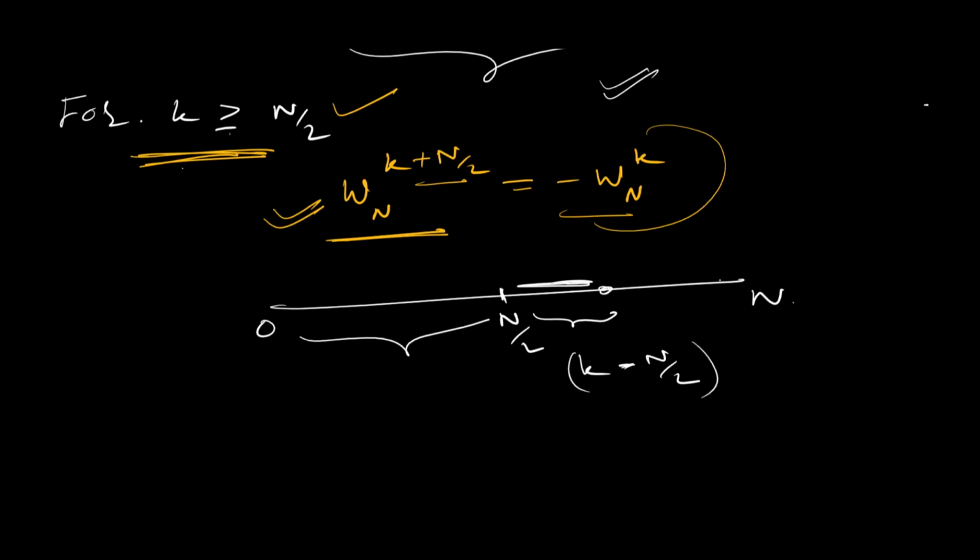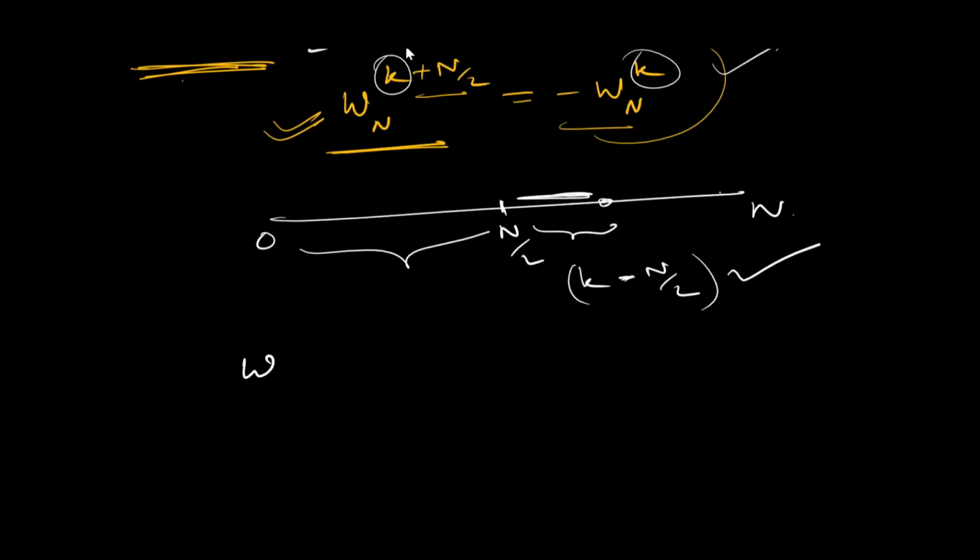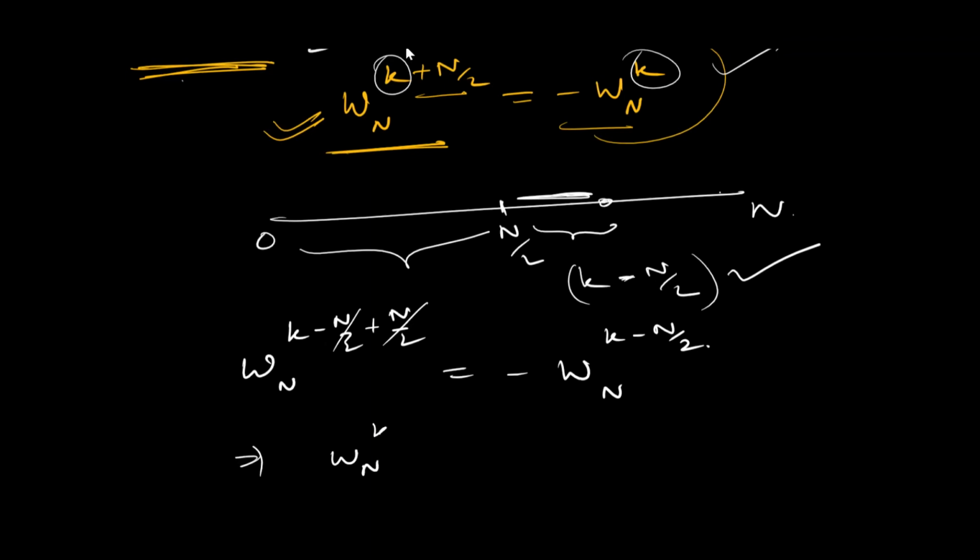So let us substitute this k minus N by 2 in place of k in this equation. This will become equal to W_N to the power k minus N by 2 plus N by 2, equal to minus W_N^{k minus N by 2}. So this N by 2 cancels out. Ultimately, we are left with W_N to the power k equals minus W_N to the power k minus N by 2.